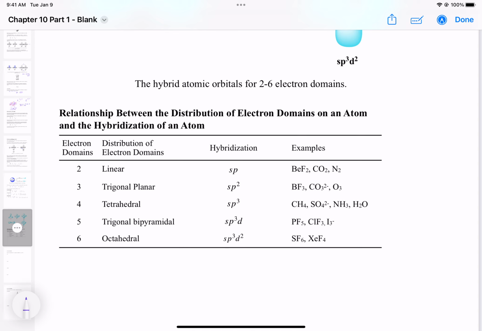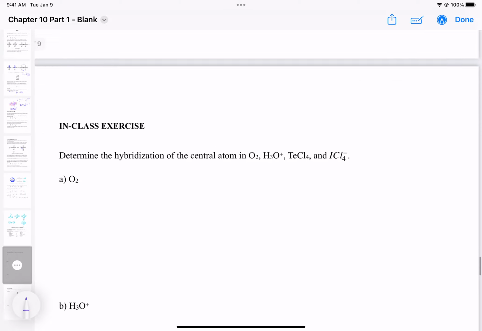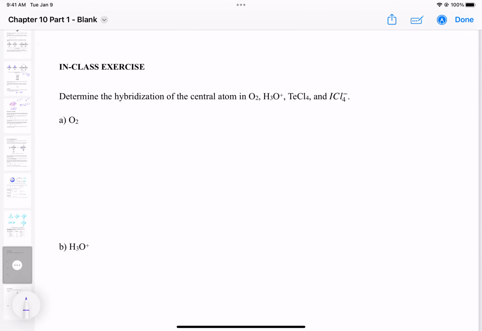Okay, so let's do some examples now, so we can think about how to apply these hybridizations. Determine the hybridization of the central atom in oxygen, hydronium ion, tellurium tetrachloride, and iodine tetrachloride ion. Okay, so for the oxygen atom, remember we like to draw it with a double bond here, but in the next set of lecture notes, we'll see why maybe this representation is not the complete picture. But usually we draw it like this.